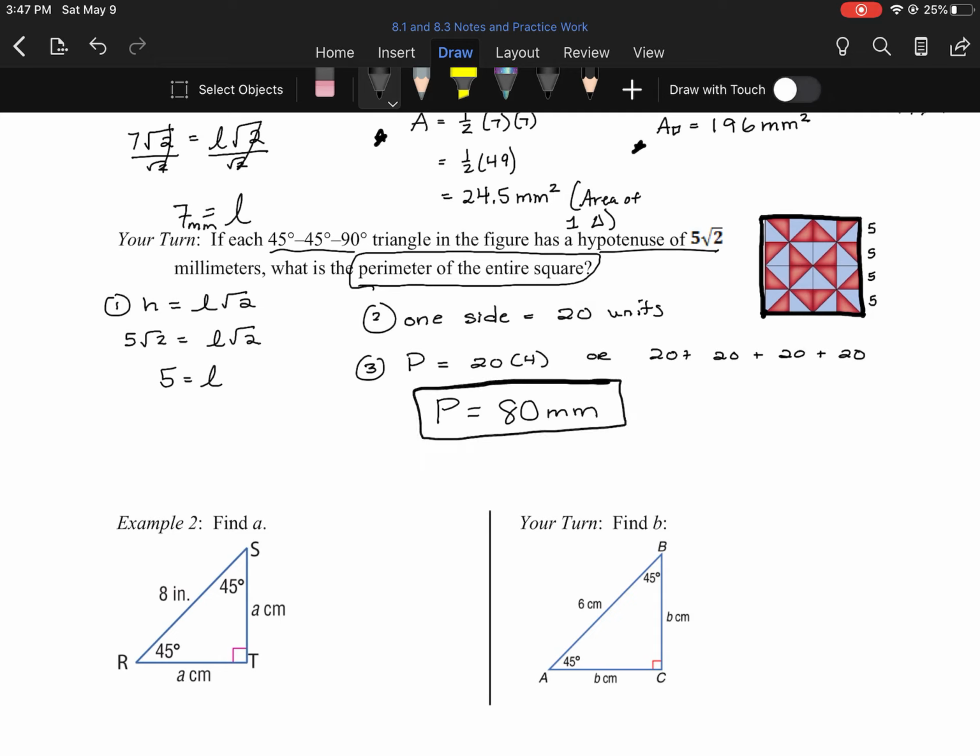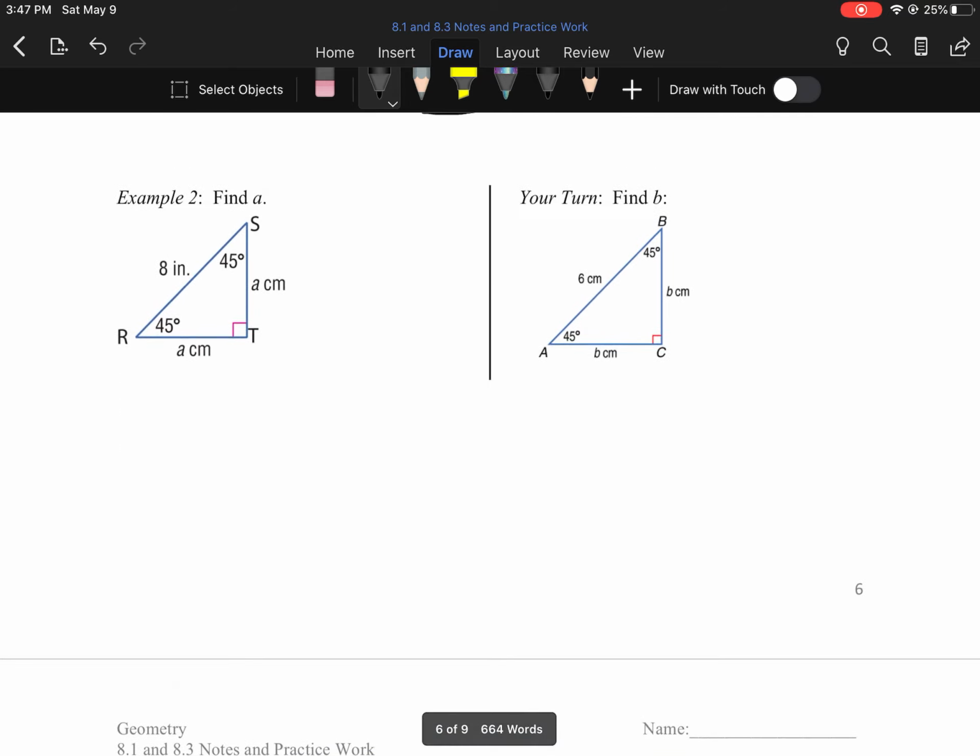You notice I almost put squared at the end. All right, so you should have come up with 80 millimeters. If you didn't, go back, double check my work, and see where you made your mistake. All right, so for now we're going to move on to example 2.